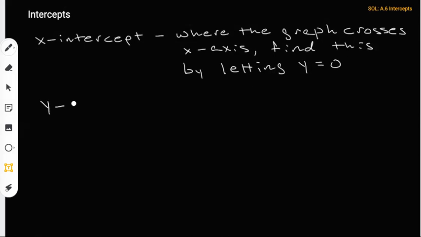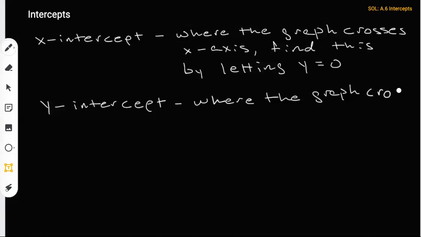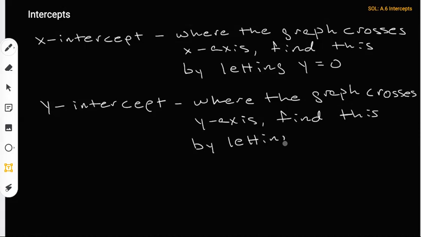And for the y-intercept, it's the opposite. So the y-intercept is where the graph crosses the y-axis. And we're going to find this by letting x equal 0.